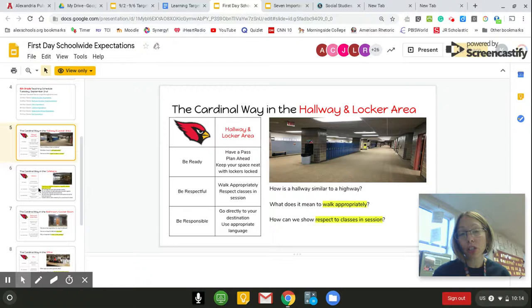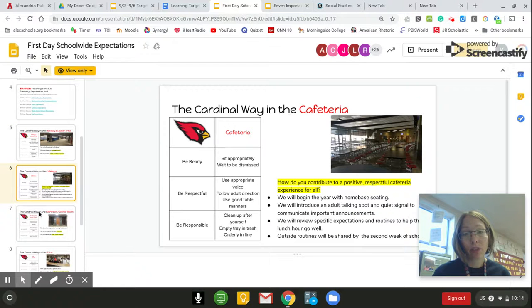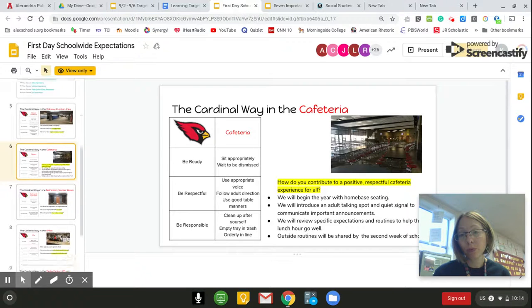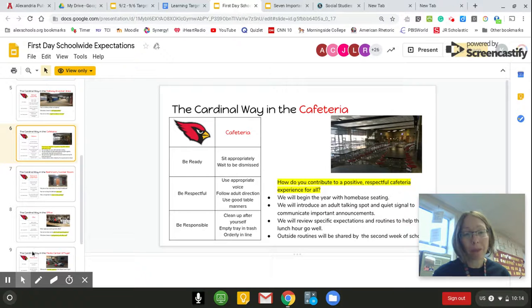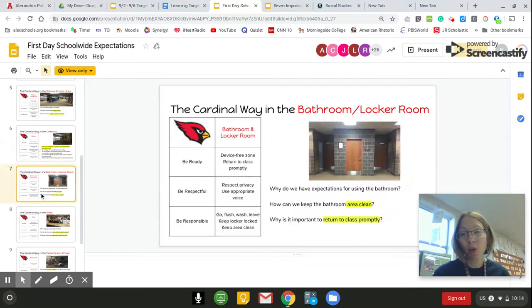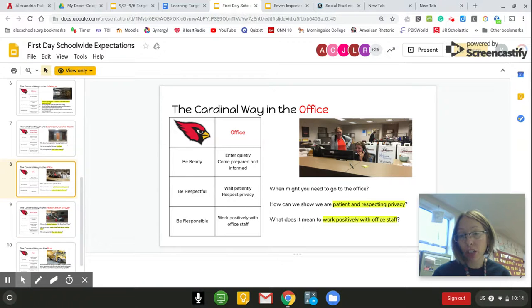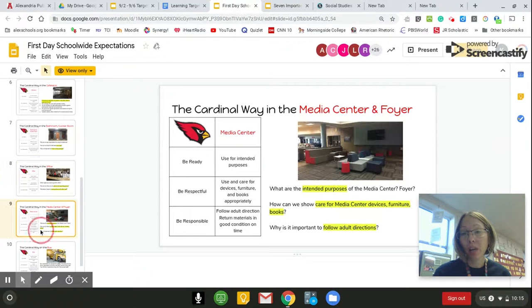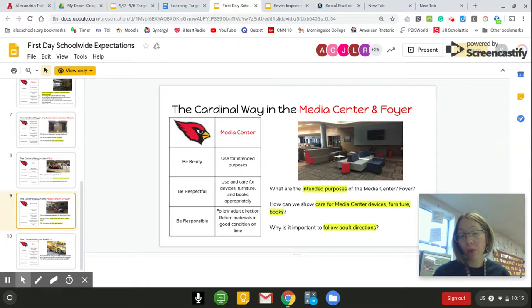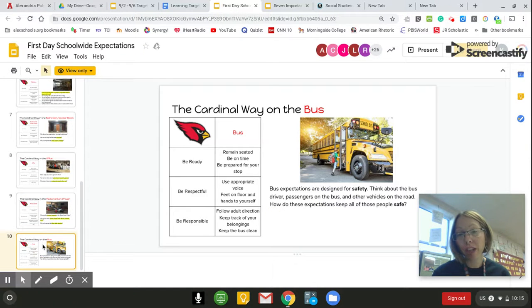So what the hallways should look like, then during cafeteria, during third hour, how we want that to be. Then fifth hour, we looked at the bathrooms and what the expectations are there. In the office, what the expectation is when you need to go there. The media center, the foyer, the cake area, how we are to be ready, be responsible. And then finally on the bus. So just a review for students, but a good one to take a moment to look over.